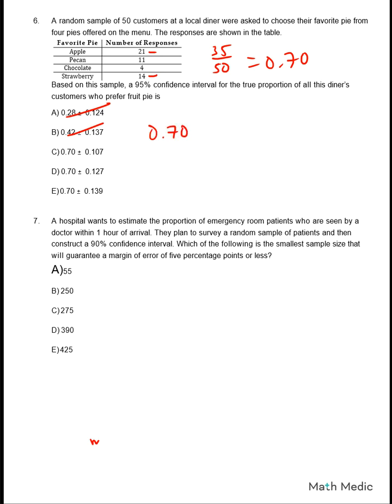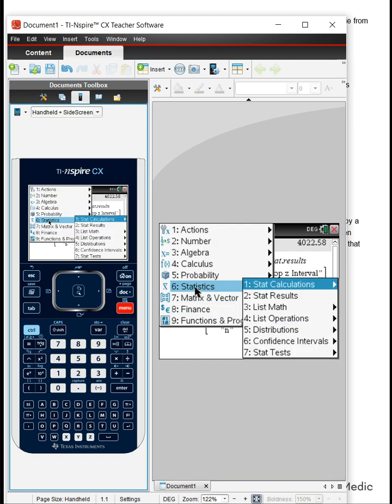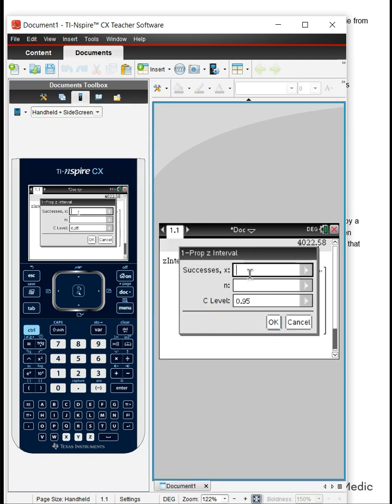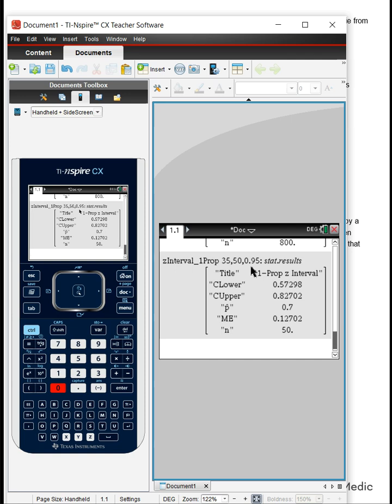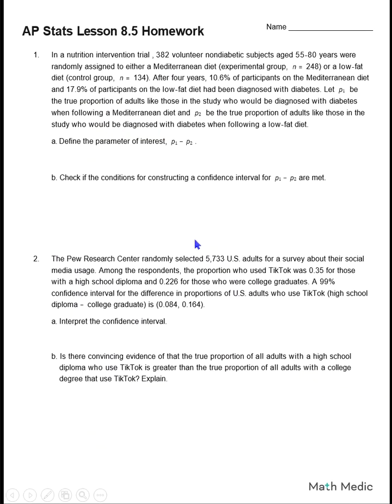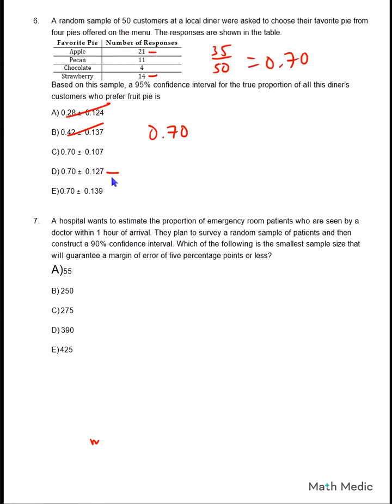And actually, we can just do this pretty quickly in the calculator. Menu, we're doing a 95% confidence interval, because this will tell us our margin of error. We're doing number of successes, 35 out of 50, 95%. So we're looking for this margin of error, 0.1270. And that is this one right here. So you can even get that straight from the calculator, nice and easy.